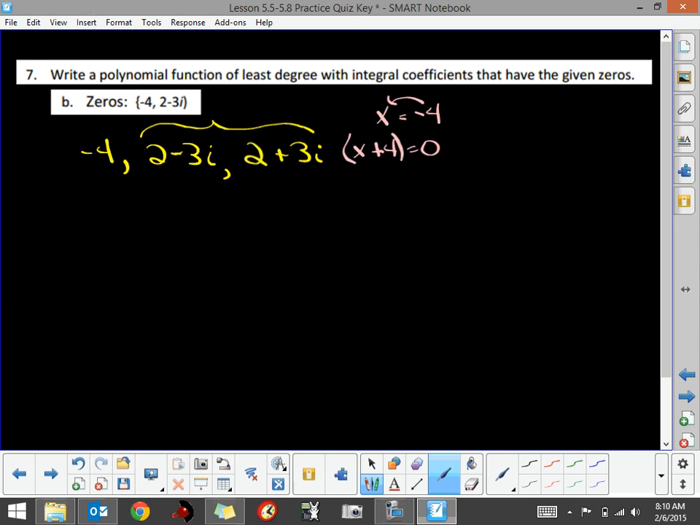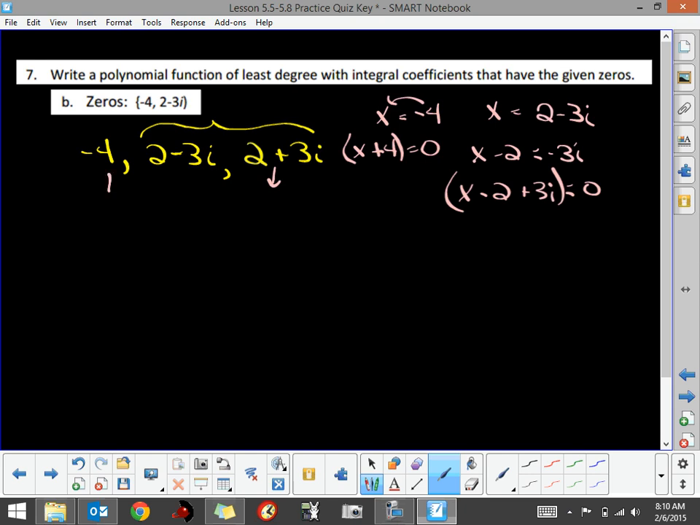So if I take the 0, which is 2 minus 3i, the 0, the root, the solution, the x-intercept, that's what our x is. We want to set that equal to 0 so we have our factor. So it's going to be x minus 2 equals -3i. It's going to be x minus 2 plus 3i is equal to 0, and that is our factor. So if we apply the same strategy to our last one here, without going through all that, it's going to be x minus 2 minus 3i.